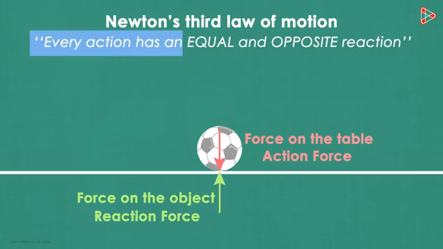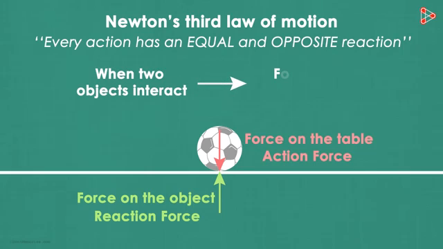Every action has an equal and opposite reaction. It means that when two objects interact, there is a force on each object. The magnitude of force on the first object equals the magnitude of force on the second one. And what about the direction? The direction of force on the first object is opposite to the direction of force on the second one. Let's talk about more examples.